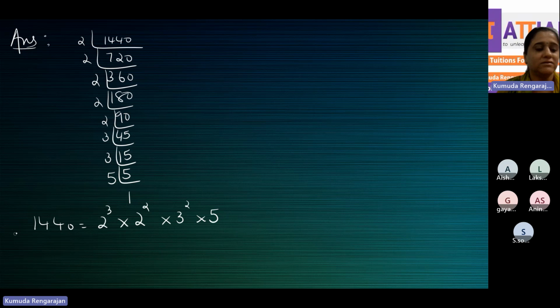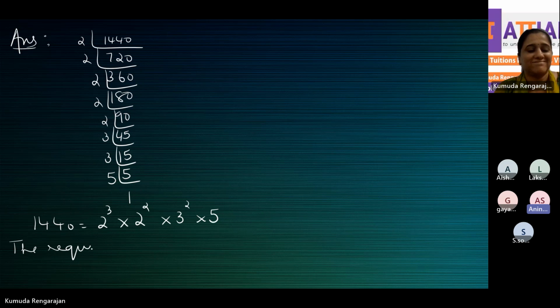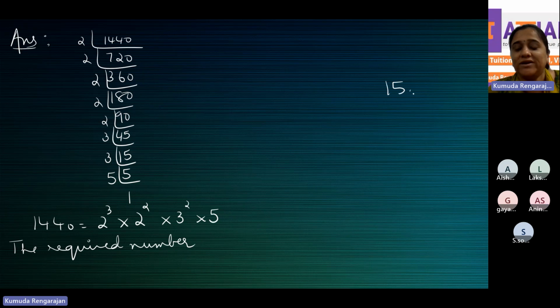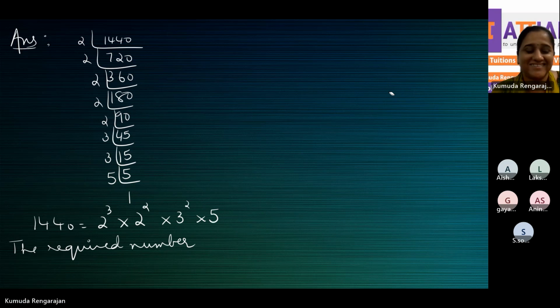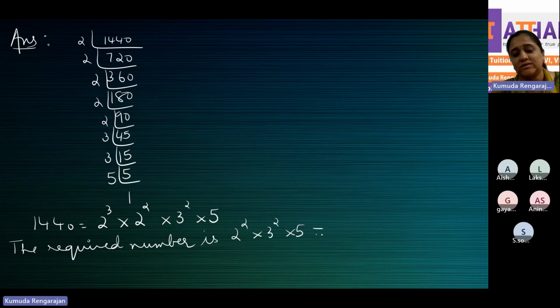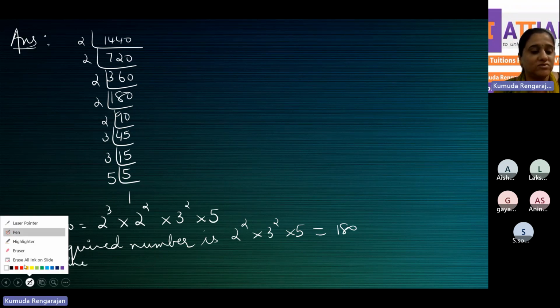Anitika, you went wrong in multiplying? Ma'am, first I gave the answer as 180. Then why do you change the answer? Because like you said it was wrong, so I was trying to. Then how do you get 150? Okay. The required number is 2 square into 3 square into 5, which is 180. So you should start like this.